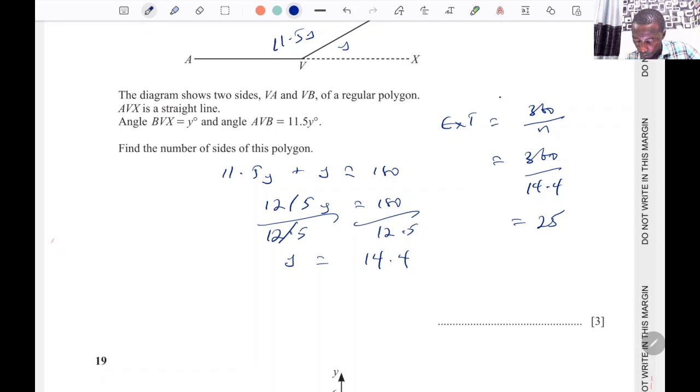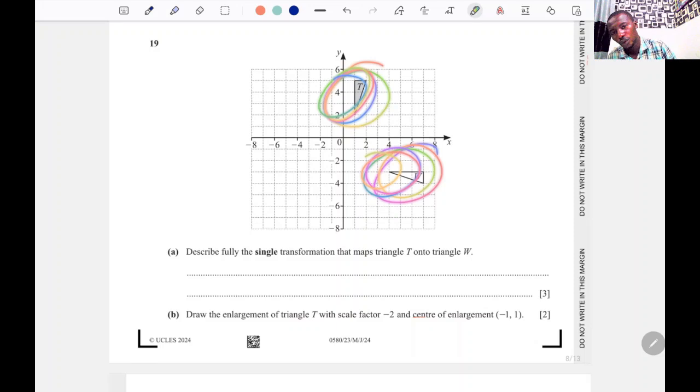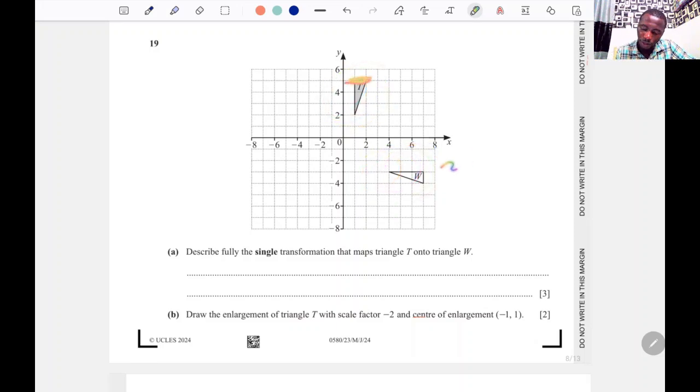25. So question number 19 says describe fully the single transformation that maps triangle T onto triangle W. So we're looking at what maps this triangle T to this triangle. Clearly you can see that initially the edge here is like this, now it turns like this. We have four types of transformation: translation, reflection, rotation, and enlargement. So those are the four types of transformation.